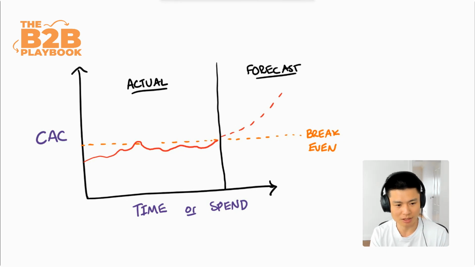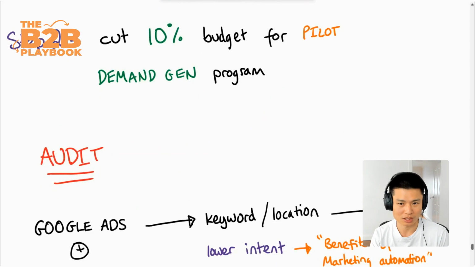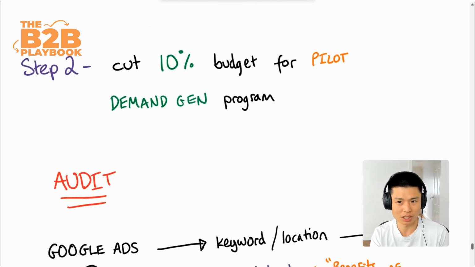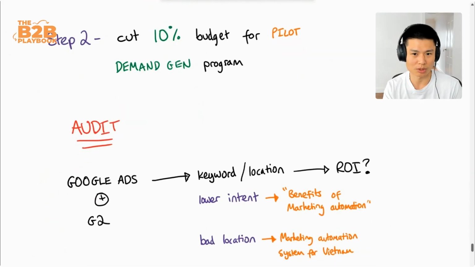But once you've made that decision and you've got the buy-in to do demand generation, how do you then go about starting that? How do you propose that first action, first project? That's step 2 of the 5 steps that we're going to go through in this episode. And that's cut out 10% of your budget from existing activities to put into a pilot program for demand generation.